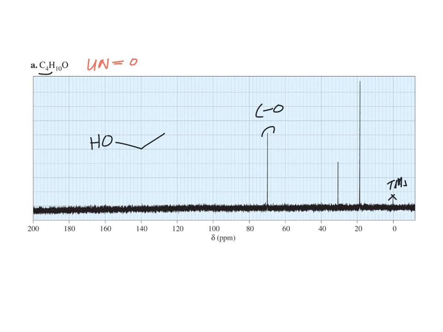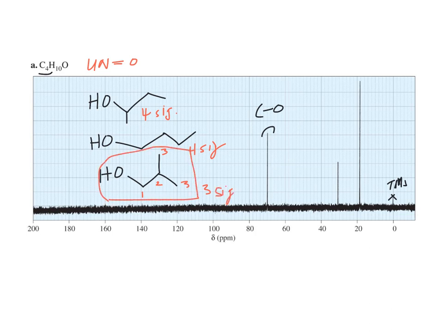Let's look at some different possibilities. We have 4 carbons. We could have butanol. We could have this one, or we could have this one. Okay, so let's think again about how many signals we should get for each one of these. What about the top one? We should get 4 signals up here. We should get 4 signals here. And what about the bottom one? Only 1, 2, and both methyl groups are going to be equivalent, so this would only give 3 signals, and so this is the correct structure.